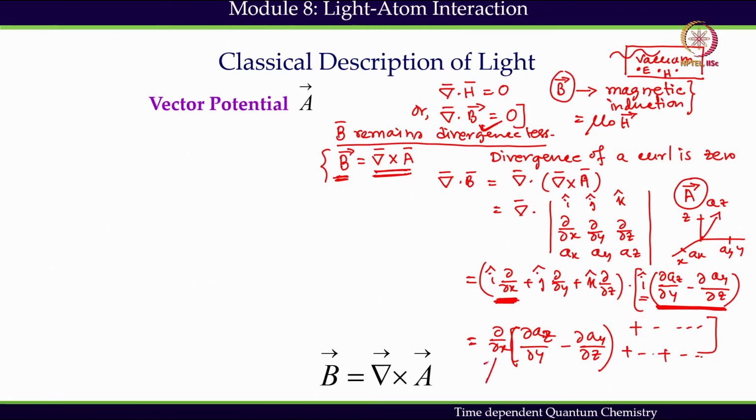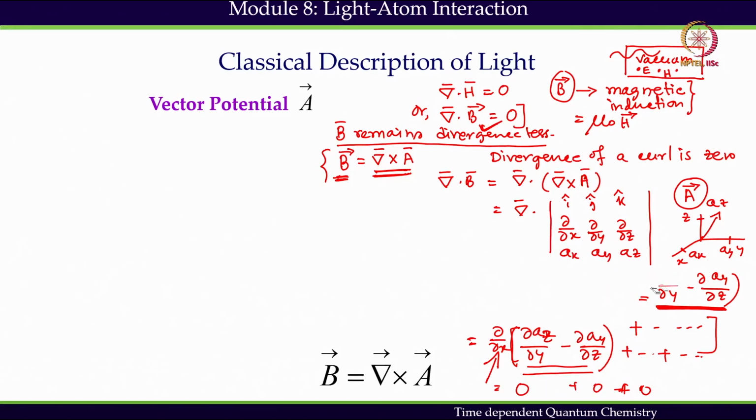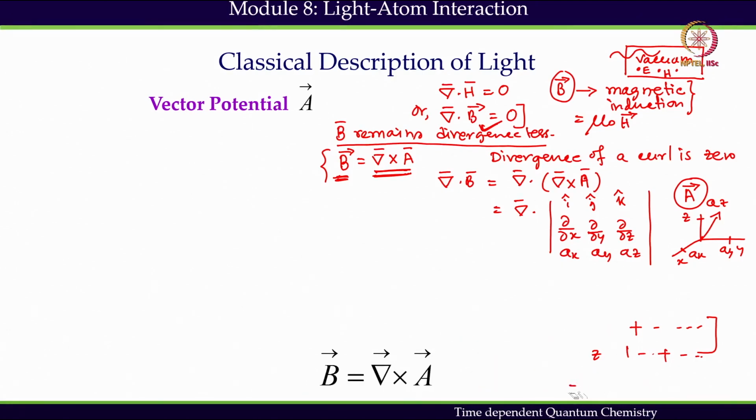Now what we see is that this is the derivative with respect to x, but these terms don't have any x dependency. So this entire term will be 0. Similarly, other terms will be 0 also. Other two terms will be also 0. So the entire analysis shows that if I can represent this B as a curl of a vector A, then its divergence would be 0. Then only its divergence will be 0. So this is proved. So this is mathematically correct.